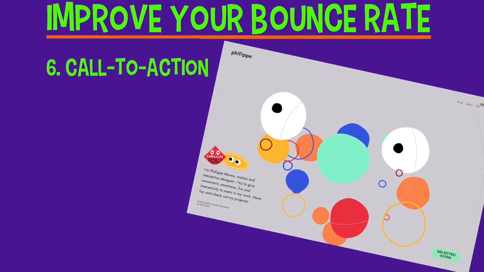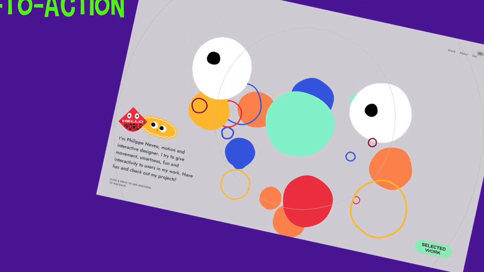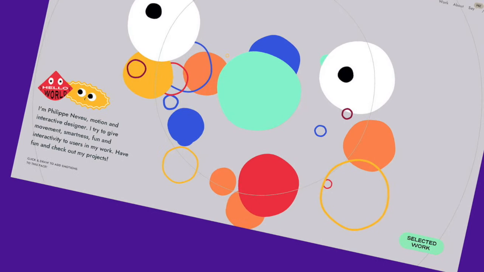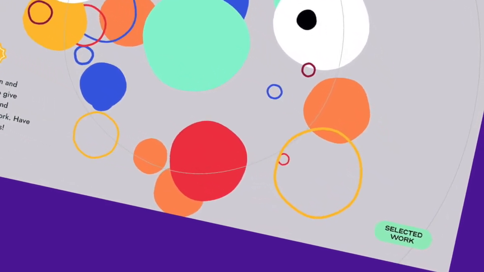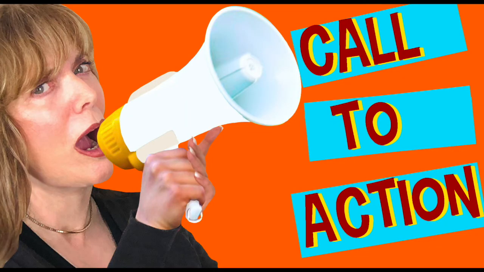Number 6, call to action, CTAs. These are links to other pages on your website. Call to actions get them to visit other pages and they stay on your website longer. If you want to know more about call to actions, check out my video number 15.